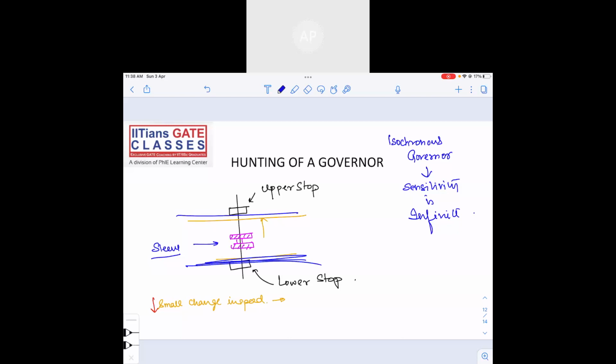Okay? Now it is not possible to stop the governor unless you switch off the engine, right? So the sleeve will go and hit the upper stop, then the lower stop, top, top, top, top. It will make a lot of noise, right? This phenomenon is called hunting, right?